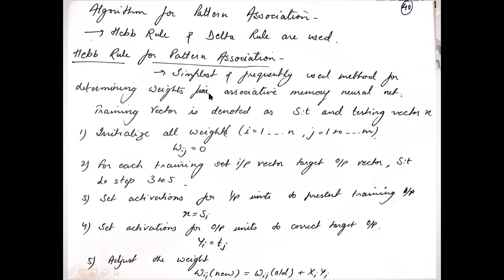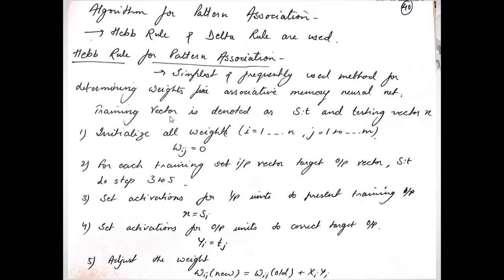So the algorithm, that is the Hebb rule, is used for pattern association. What we were doing in heteroassociative and auto-associative was trying to find the closely matched patterns, and then the output is given accordingly. So the simplest and most frequently used method for determining weights for an associative memory neural network is this one.